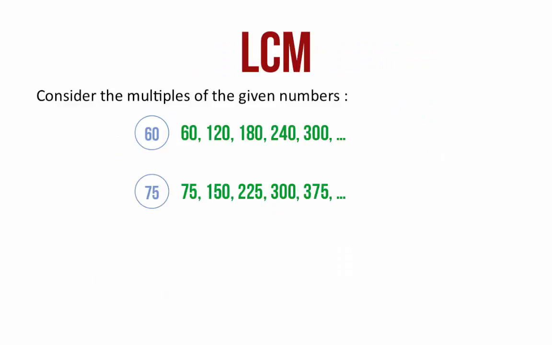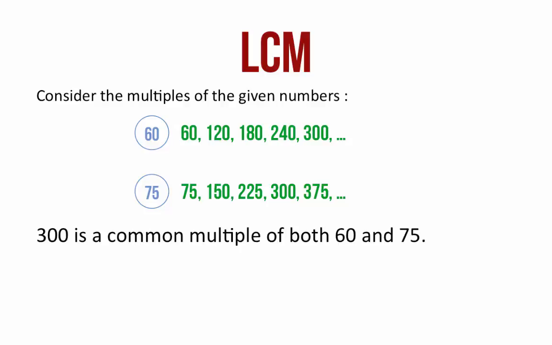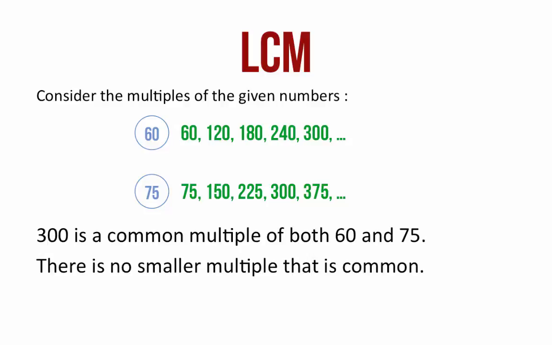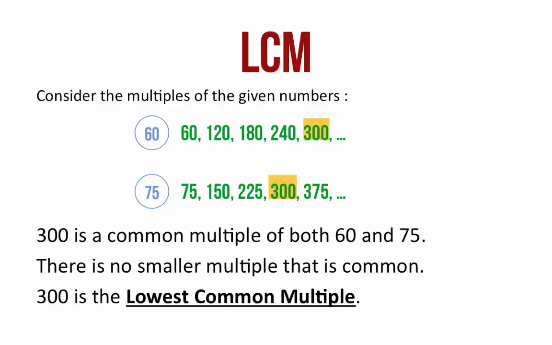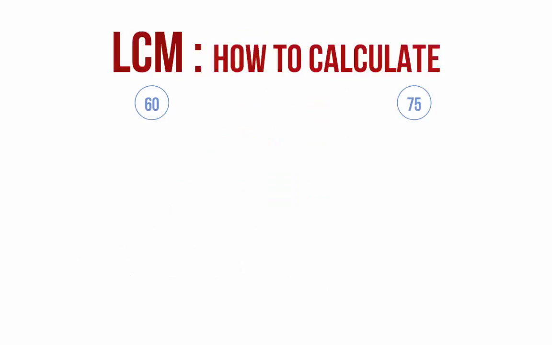LCM. Let us look at our earlier example and write down the multiples of 60 and 75. 300 is a common multiple of both 60 and 75. There is no smaller multiple that is common between 60 and 75. Therefore, 300 is the lowest common multiple. Let us see how to calculate LCM.